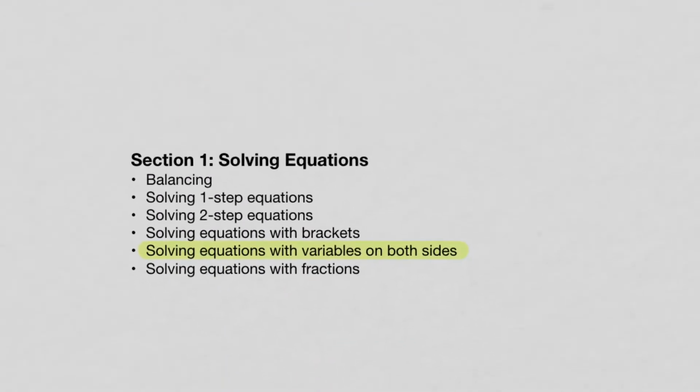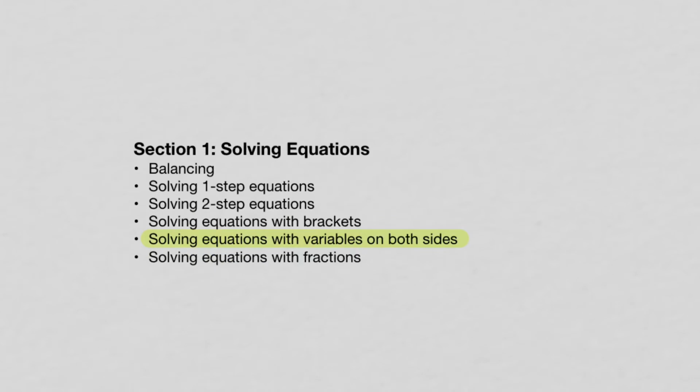Okay, so let's see where we're up to with our solving equations. So we started off by looking at basic balancing, where you have to do the same to both sides. Then we looked at solving one-step equations. Then we looked at solving two-step equations. And at this point, your variables or your letters or your unknowns can be on either side of the equation.